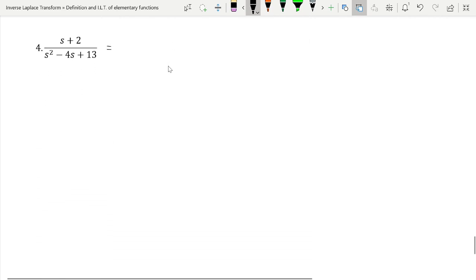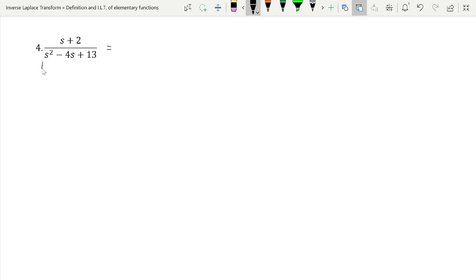Now at first sight, if you see this example, how to find the inverse Laplace transform of this? Definitely the idea that will first come to your mind is partial fractions, because the numerator has degree 1, the denominator has degree 2, so all the conditions are satisfied. So one can easily say that we can use partial fractions.